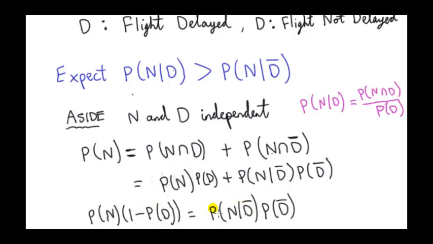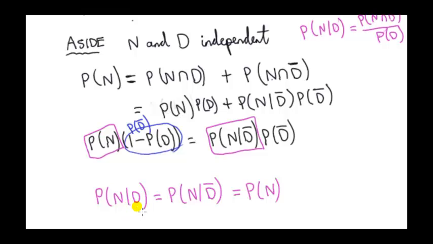Now we can move this term over to the left hand side and factorize out P of N, and this is what we get. Now the probability of a flight not being delayed, P of D bar, is just the same as 1 minus P of D. It's 1 minus the probability that the flight is delayed. So this thing here is just P of D bar. So we end up showing that in the situation where N and D are independent, P of N is equal to P of N given D bar. So that's the situation where N and D are independent.